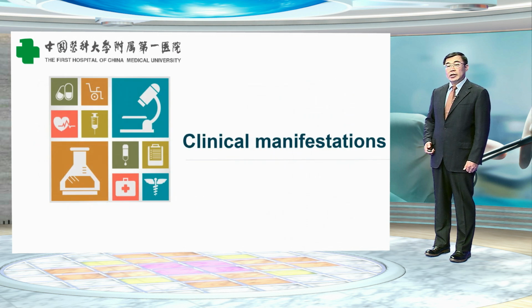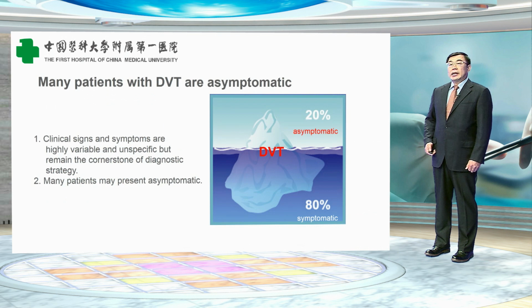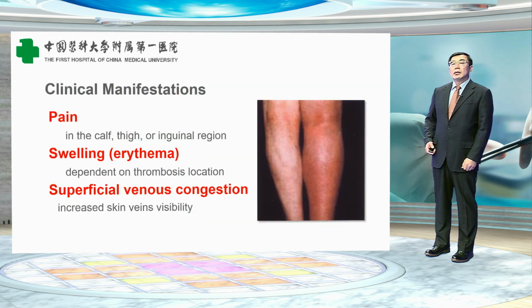Clinical manifestation: just like the tip of an iceberg, clinical signs and symptoms are highly variable and nonspecific, but remain the cornerstone of diagnostic strategy. Many patients may present asymptomatic. Some reports show that about 80% of patients might be asymptomatic.